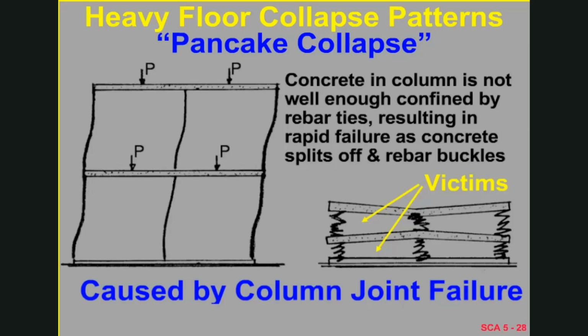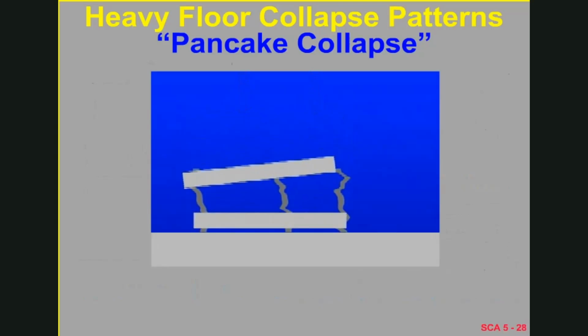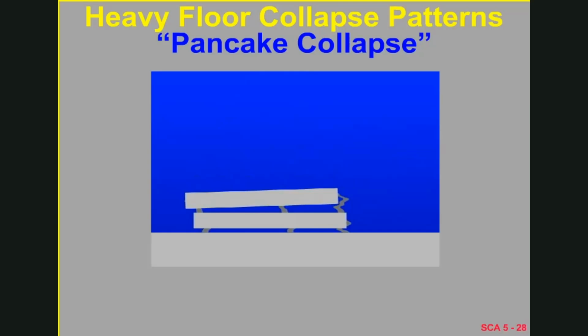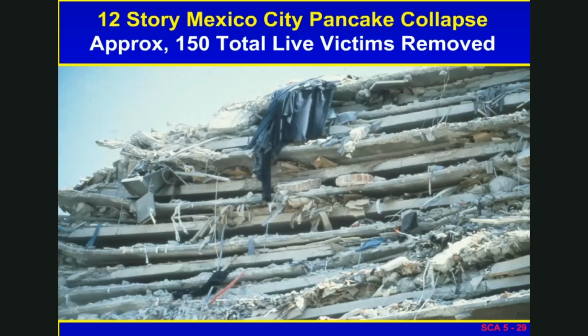So the pancake collapse happens to these heavy floor collapse patterns, and as we've already discussed, victims will be found in the void spaces if there is some kind of, in this case, very heavy and very strong element that will form a void. This is from my Mexico City experience, where about 40 buildings of this type collapsed, and about 150 victims total from all 40 buildings were removed.